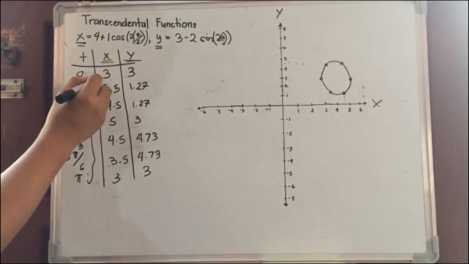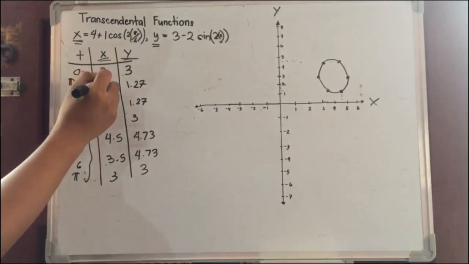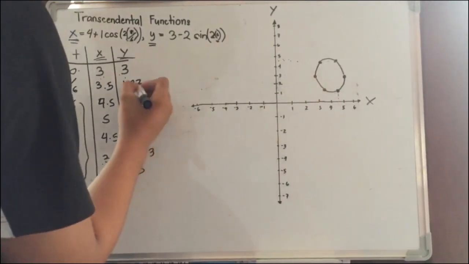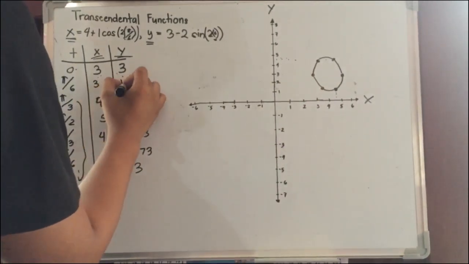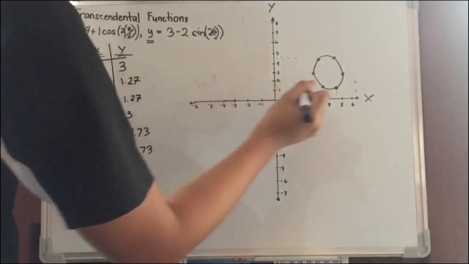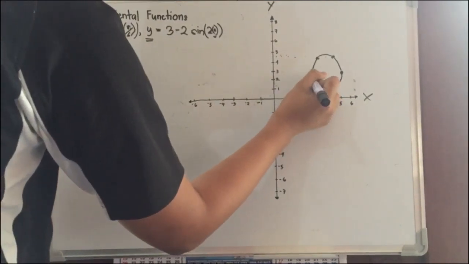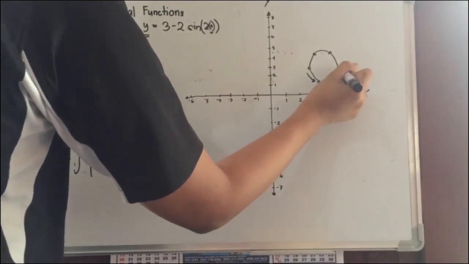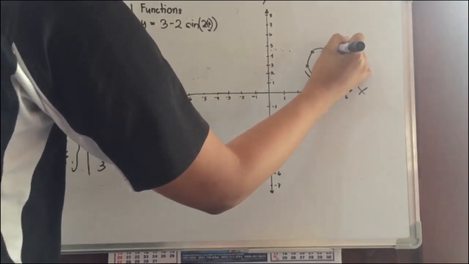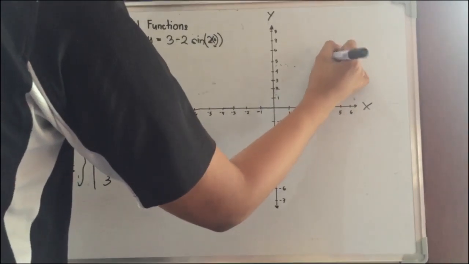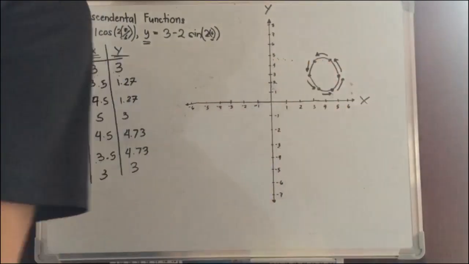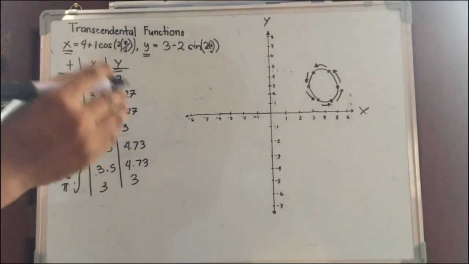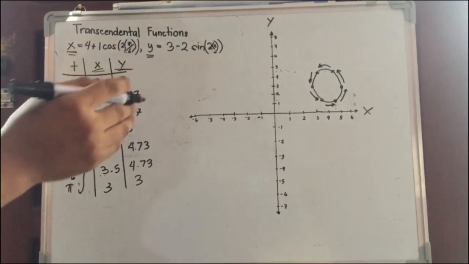So first, we started at x equals 3 and y equals 3, which is here, and then followed by 3.5, 1.7. So the flow is like this. And then that is how you sketch the motion of a parametric curve.